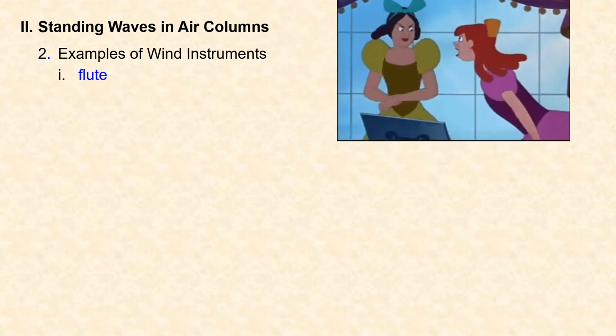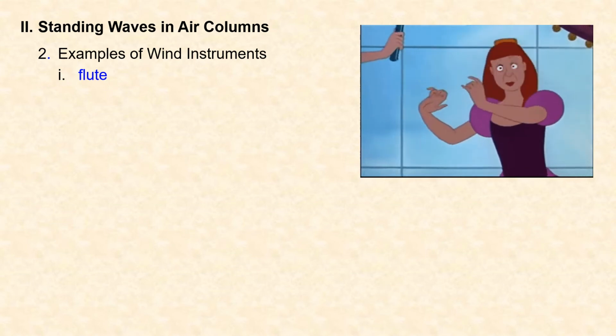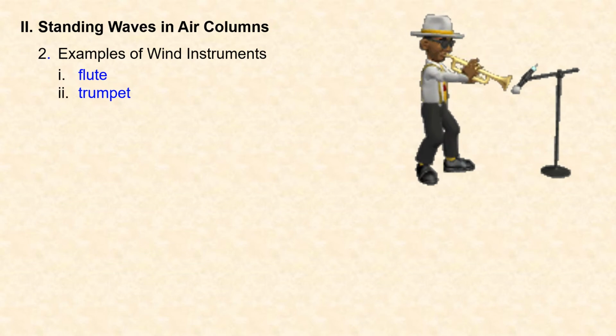So just as in the case of stringed instruments, let's start our discussion by looking at some common examples of wind instruments. And when I say a wind instrument, basically, we have an instrument that allows for a resonating column of air. Certainly the flute, a common example of a wind instrument. The trumpet, another example of a wind instrument, that makes different notes, different sounds by getting a column of air to resonate.